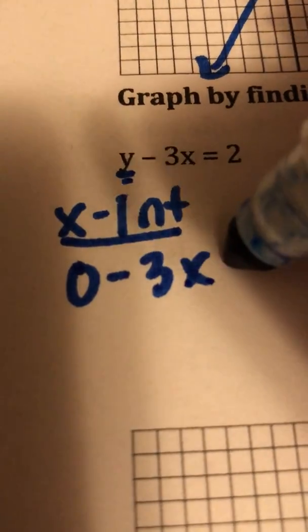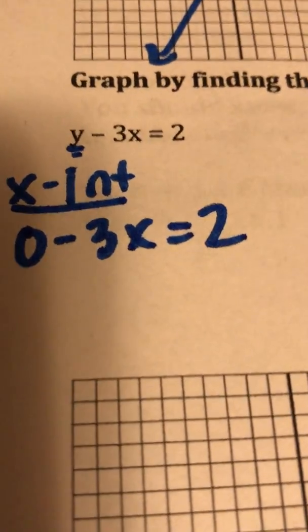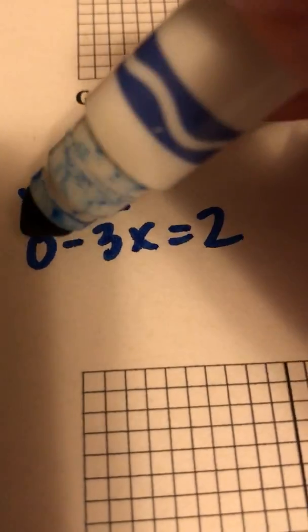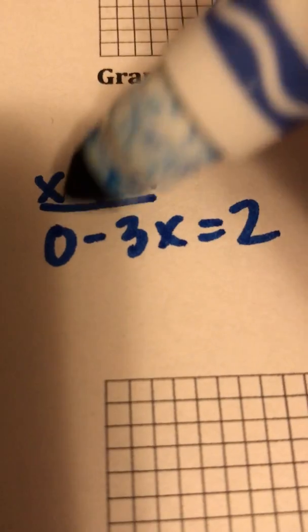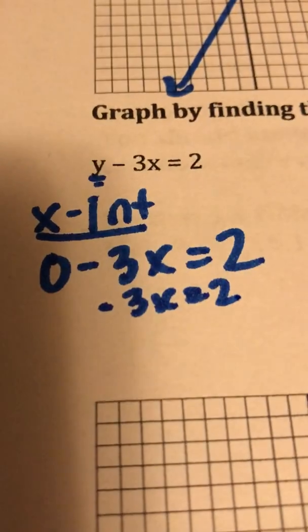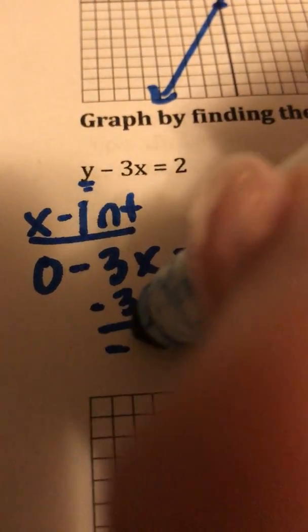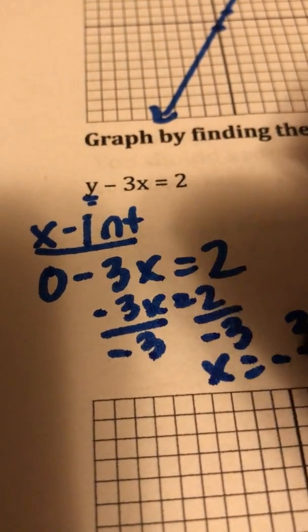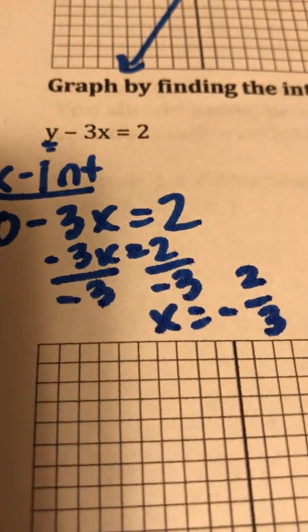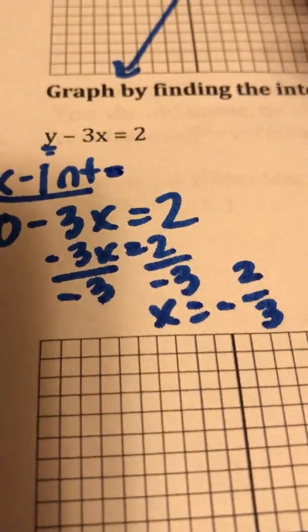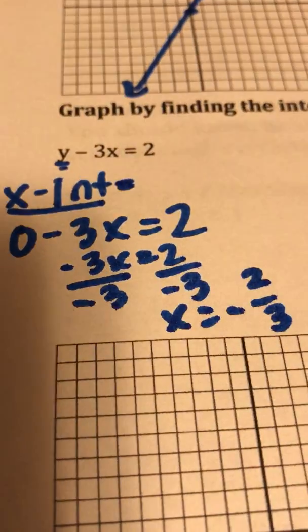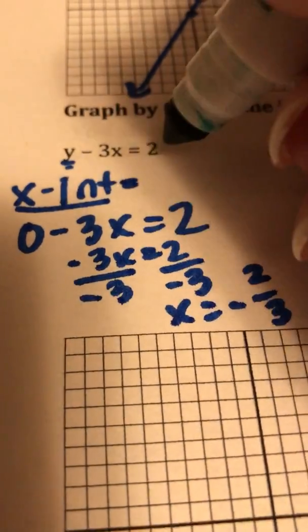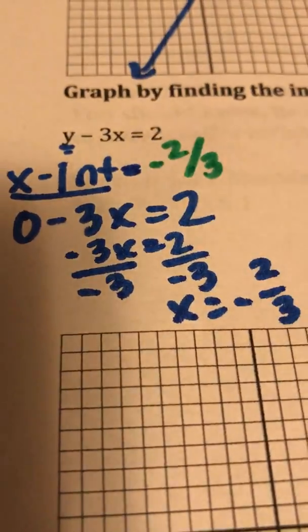So it's going to be 0 minus 3x equals 2. Now this 0 doesn't do anything to our equation. So basically what we have here is negative 3x equals 2. So we'll divide by negative 3. And then we have x equals negative 2/3. All right. So our x-intercept equals negative 2/3.